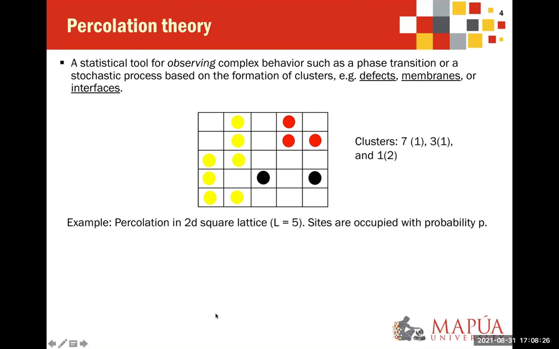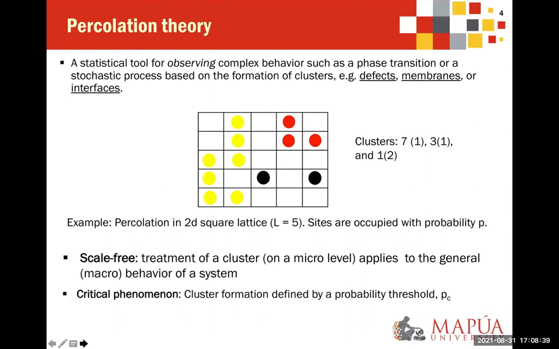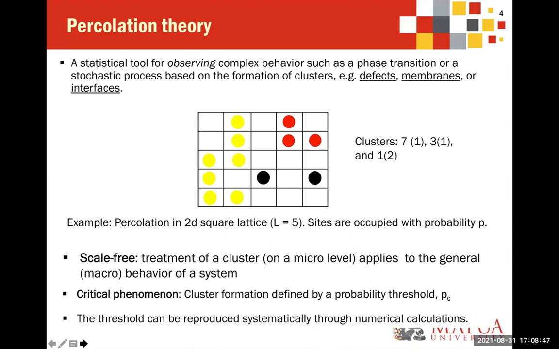So we are interested in using this model because number one, it is scale-free. We can treat a cluster on a microscopic level and apply the general behavior of a system to a macroscopic system. The cluster formation is defined by a probability threshold. Although it's not exact, we can use numerical calculations to reproduce systematically this threshold.